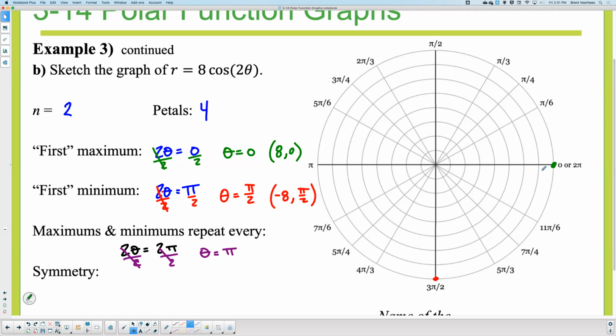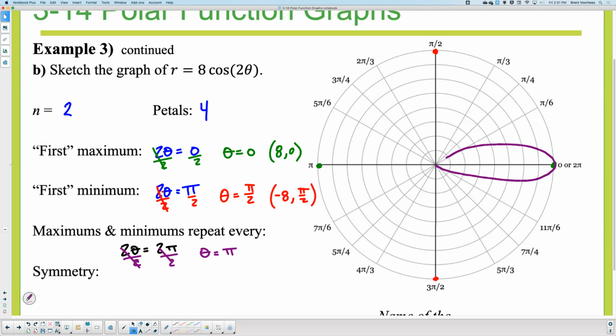So if I had a maximum at 0, I will have another maximum at positive pi. That would be another maximum. If I had a minimum at pi over 2, I'll have another minimum at negative pi over 2. So the petals will go out to those points. So how does it work? Because this is a maximum and these are minimums, you have to go through the pole to arrive at each one. So what does that make the graph look like? It comes out like this.